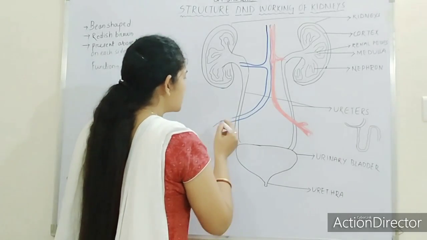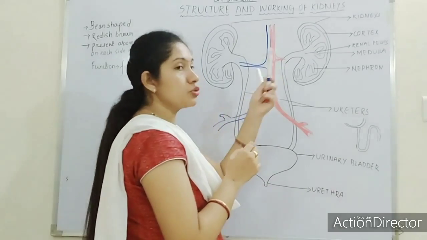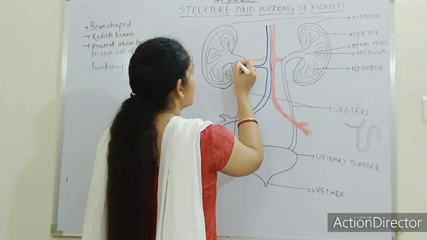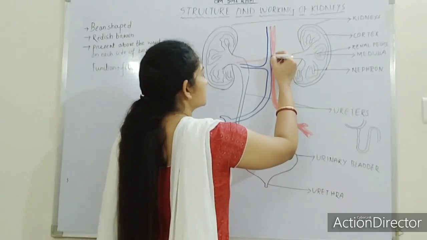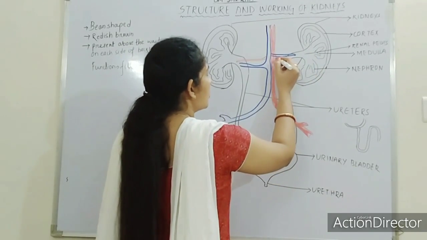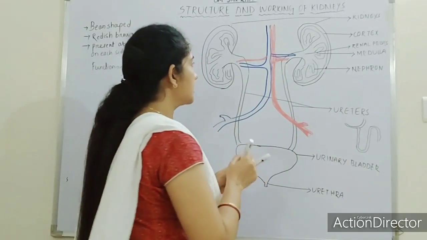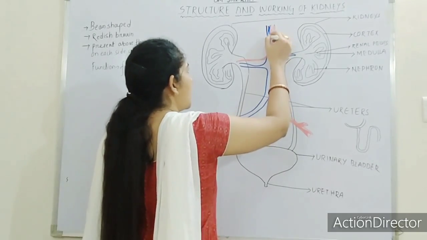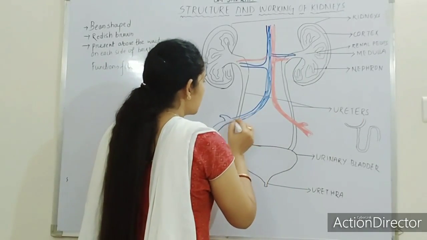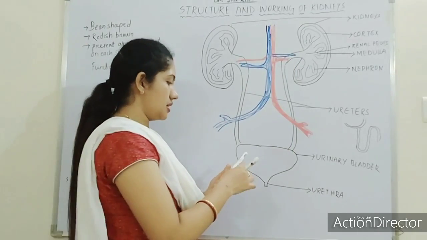Here, the arteries and veins form branching to the renal pelvis, both the arteries and veins, on both sides. Can you see the branching of the artery and the branching of the vein? So on both sides of the kidneys, they have the branching of the renal artery and renal vein. This is the renal artery. Let me label it.